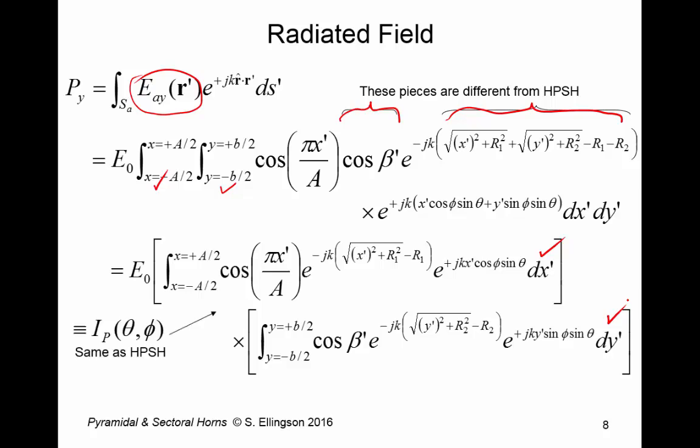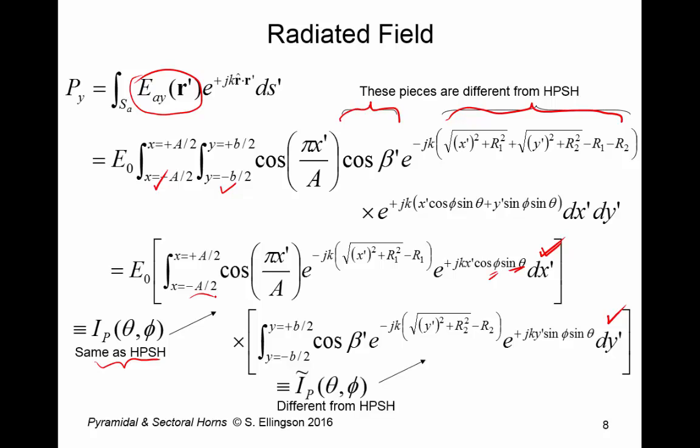And just as we did with the H-plane sectoral horn, we will throw up our hands and say we can't do this in closed form. At least I'm not aware that we can. So I will give this integral a name and then recognize that I'll have to do it numerically when the time comes. I'll call this I sub p, which is a function of theta and phi. So for each value of theta and phi that we want to evaluate this for, we will have to do that numerical integration over the x dimension.